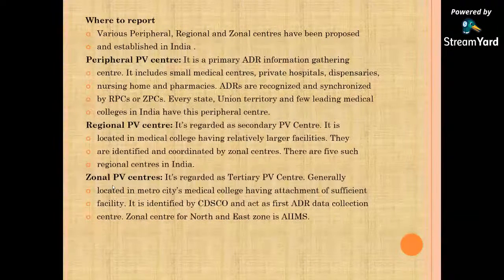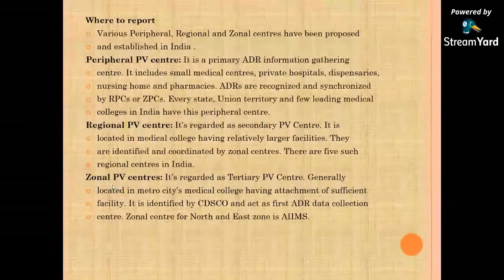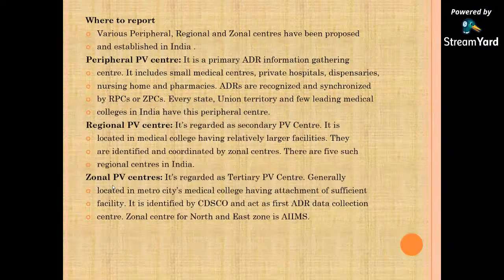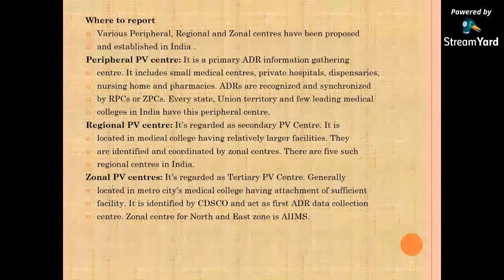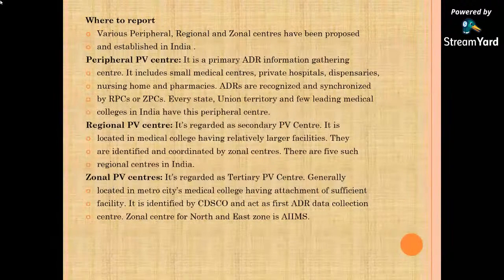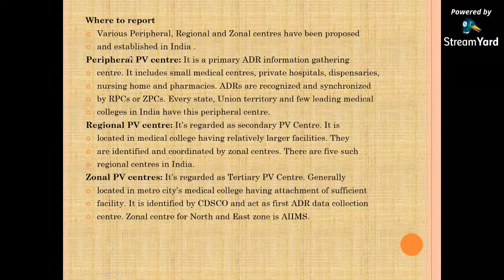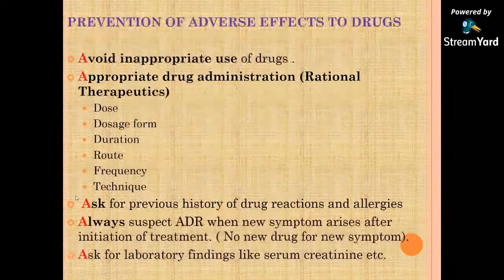It is identified by CDSCO. CDSCO is the medical authority body and acts as the first ADR data collection center. The zonal center for the North and East zone is AIIMS. So these are the three types of PV centers where we can report adverse drug reactions: peripheral, regional, and zonal PV centers.